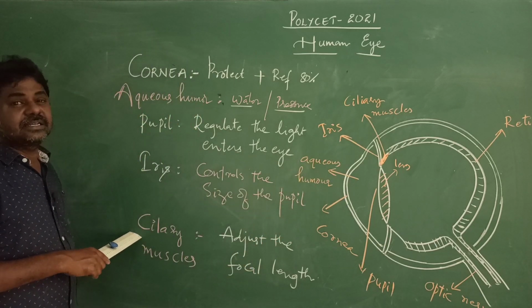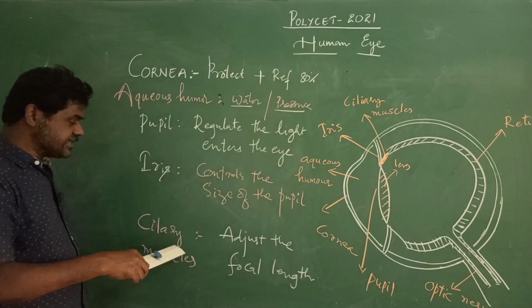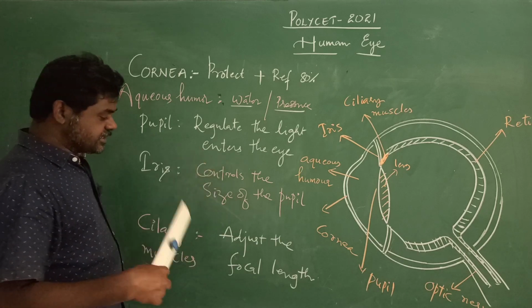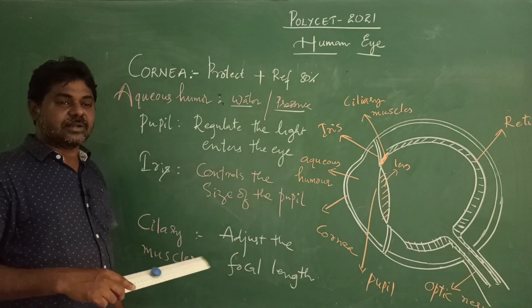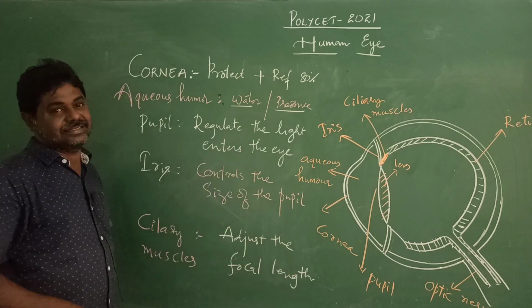And next, a very important role in the total eye is played by the ciliary muscles. So what do ciliary muscles do? What is the role of ciliary muscles? The ciliary muscles are going to adjust the focal length.